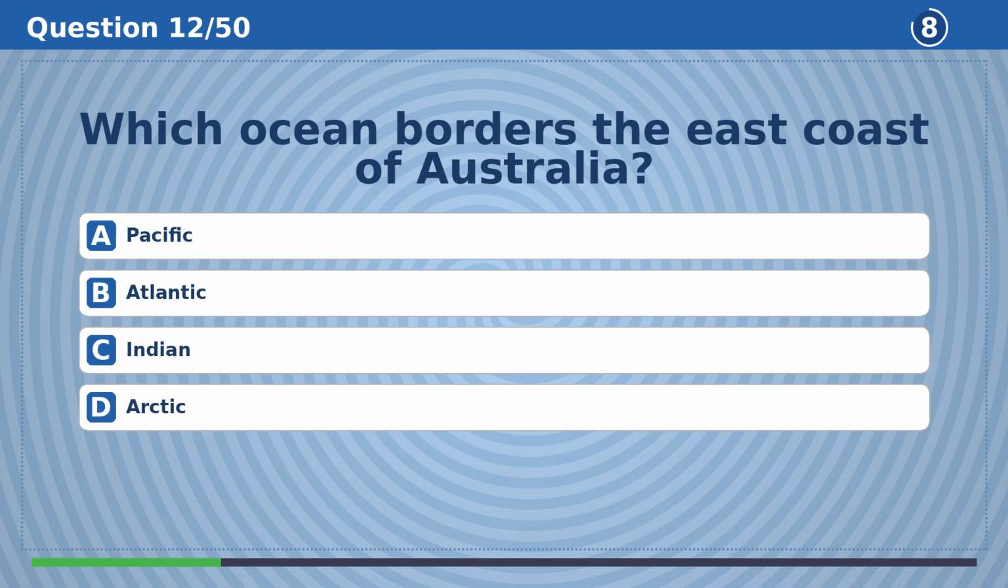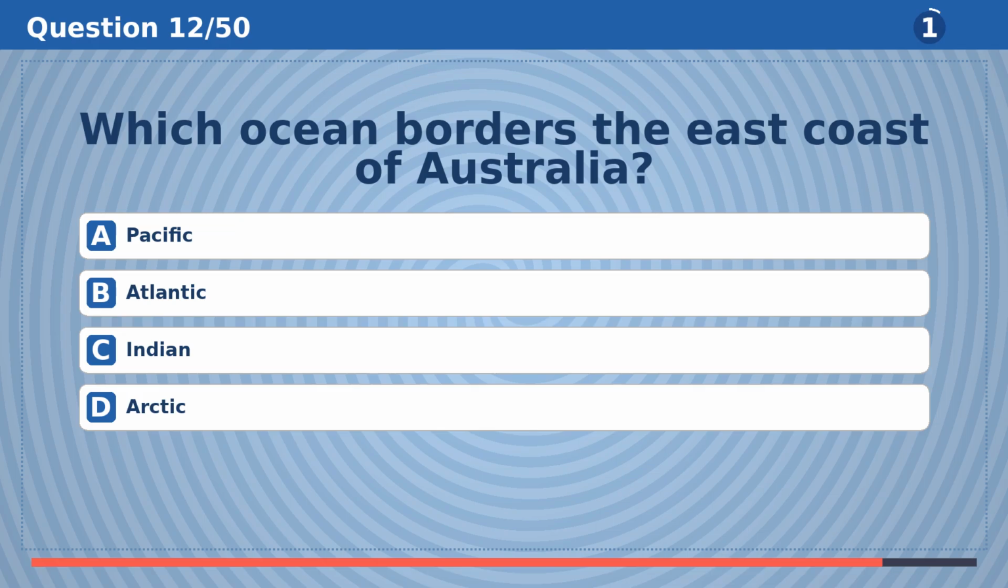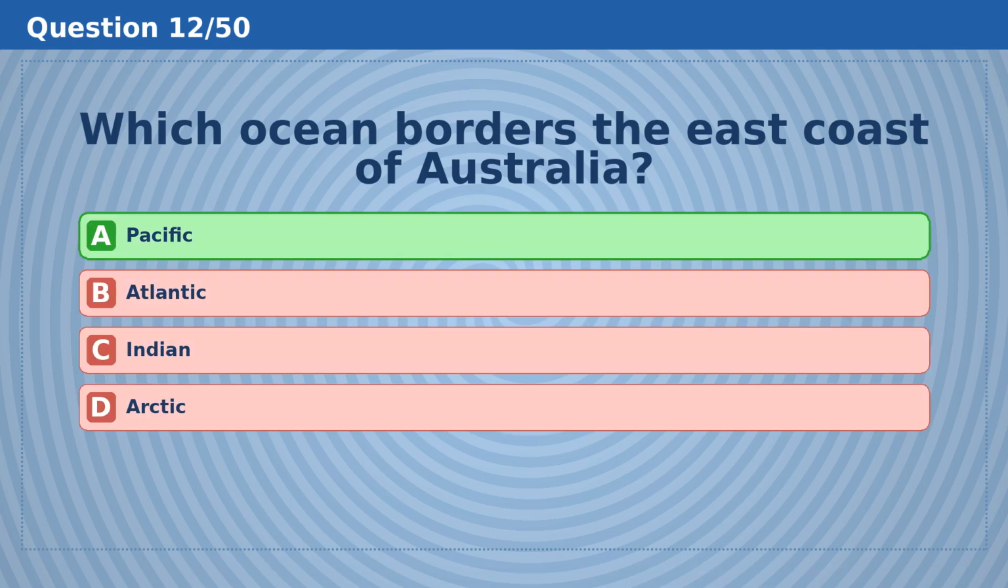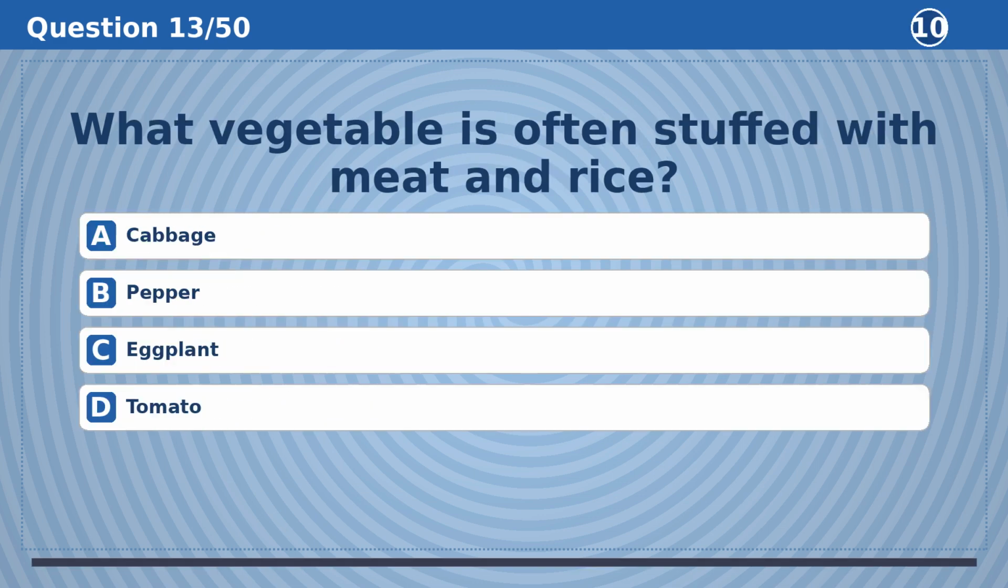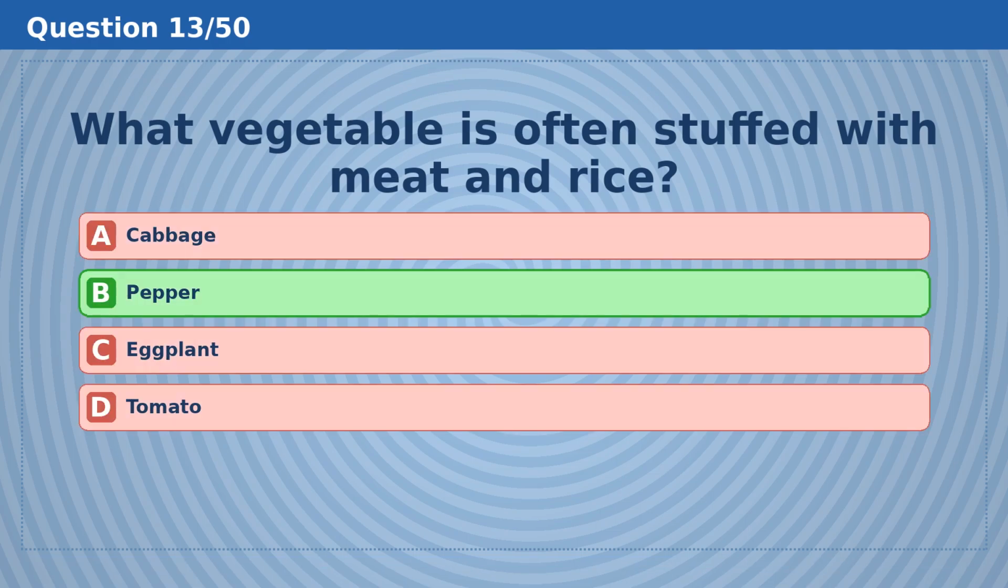Which ocean borders the east coast of Australia? The answer is A. Pacific. What vegetable is often stuffed with meat and rice? The answer is B. Pepper.